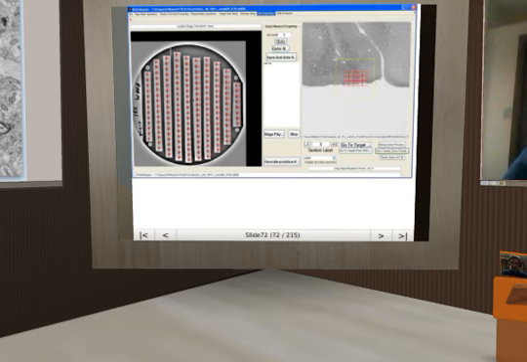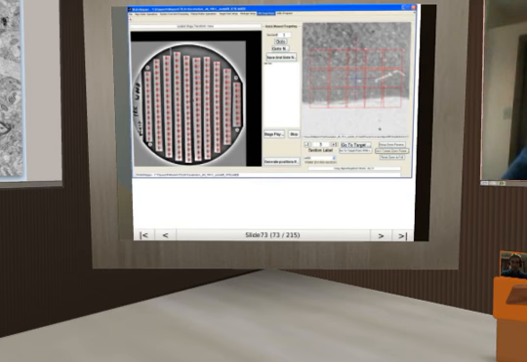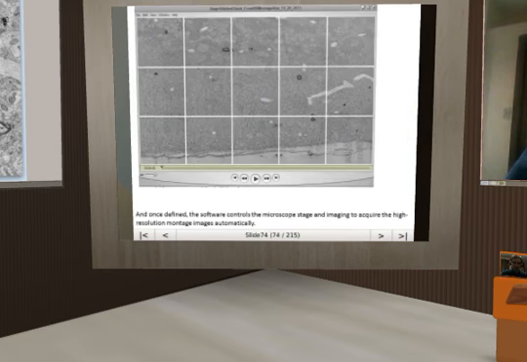So zooming in on that graphically defined area, you can see that we've defined in the software that we're going to take a 3x5 montage of this particular region all the way down through all of these wafers, and elsewhere in the software we defined that we wanted it to be taken at 4 nanometer pixel size, at 10 megahertz, percentage overlaps, things like that. And once defined, the software controls the microscope stage and the imaging to acquire the high-resolution montage images automatically.